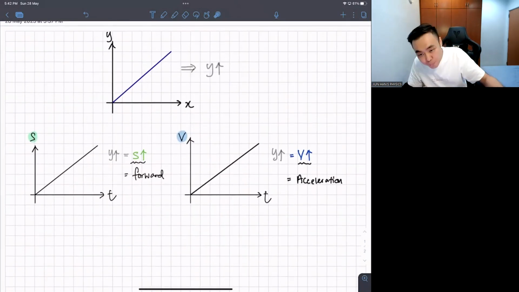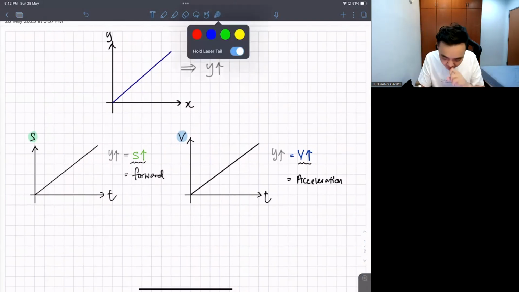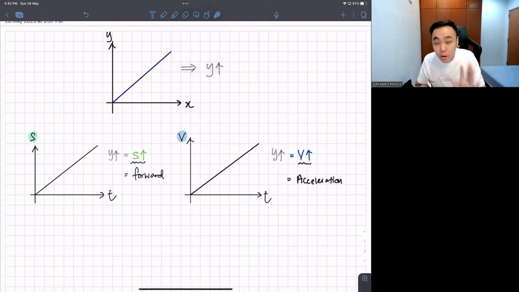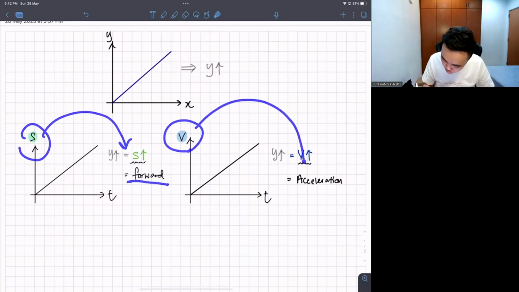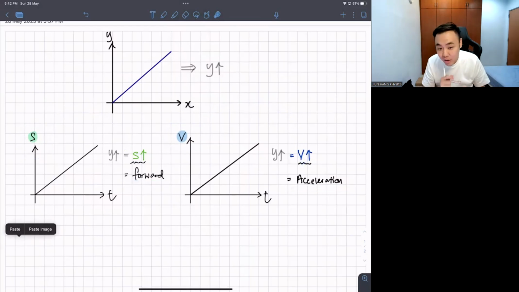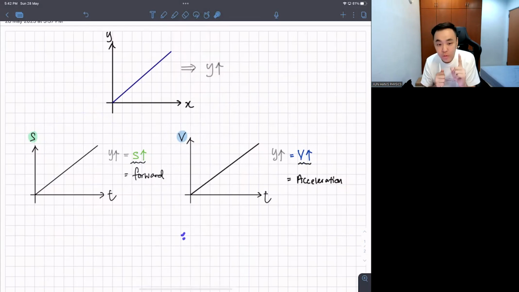Whenever you see the graph going up, understand one thing: it means your y goes up. Then look at the y-axis. If it says S, it means you go forward because your S increases. But if it says V, it means you accelerate because your velocity increases. Now you get the difference? This is one thing that you always get confused with. Understand? Now we elaborate some more.